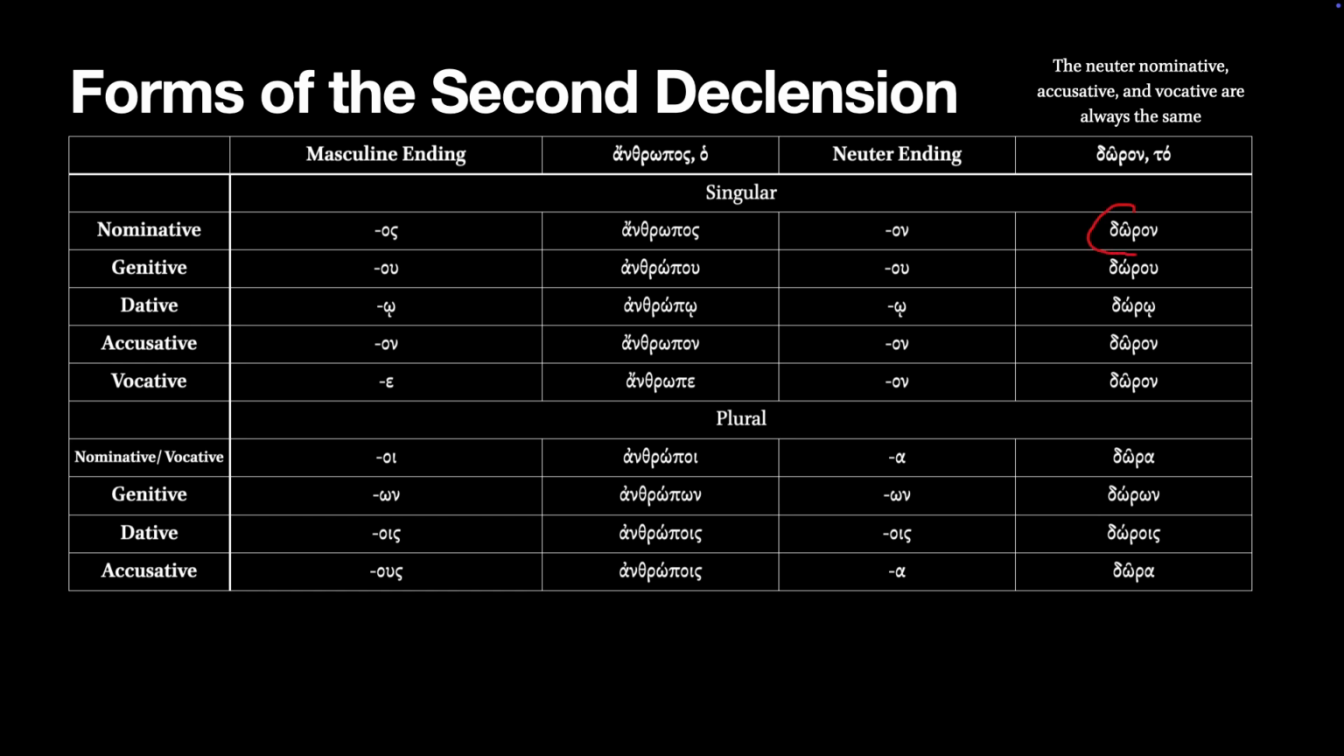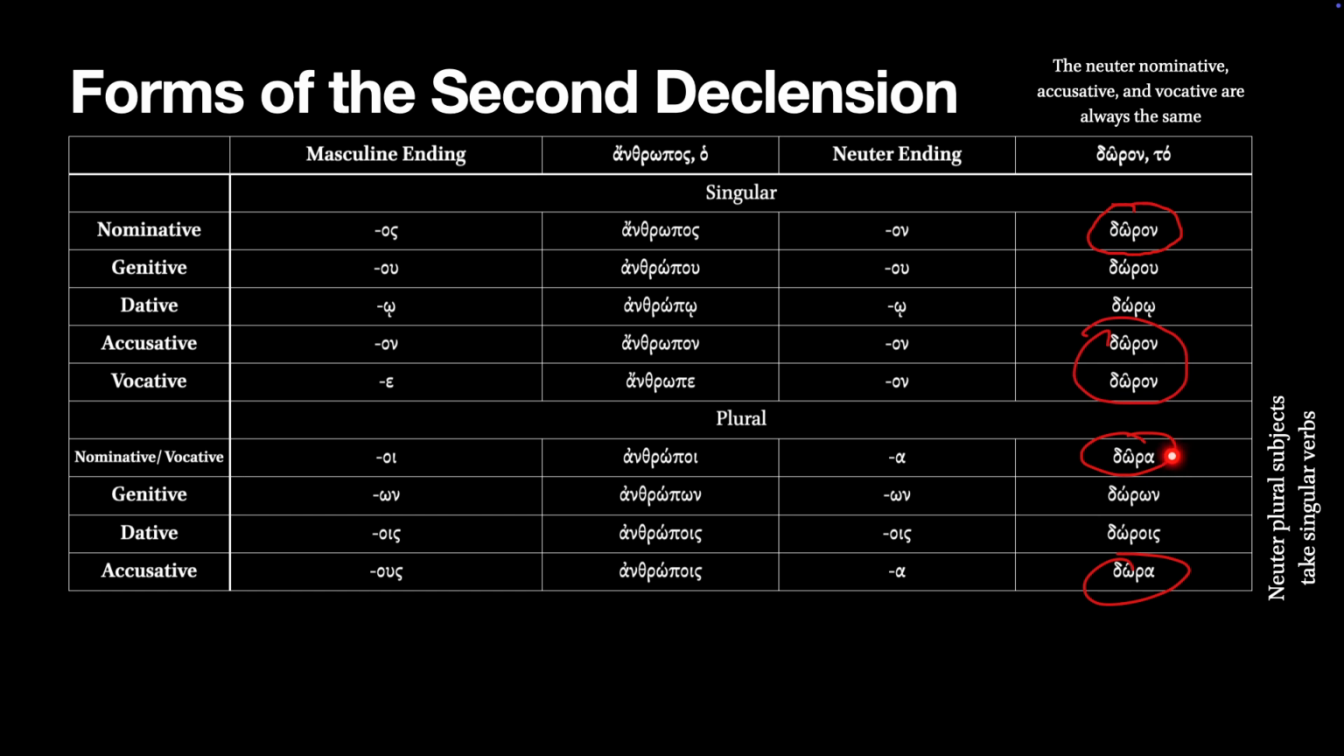So we look over here, notice that these are all the same as one another, but they're different from what you see in the masculine. And then the other bit of information here is that these ones over here, dora, which is a neuter nominative plural, when this is the subject of a sentence, it can take a singular verb.